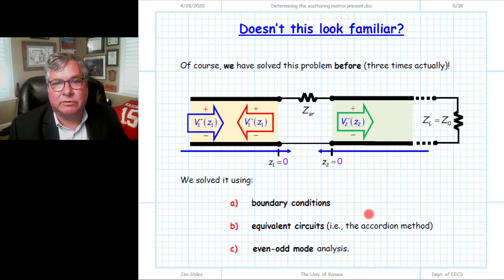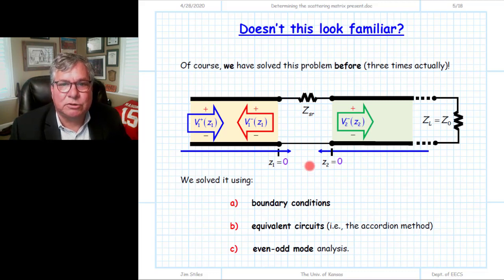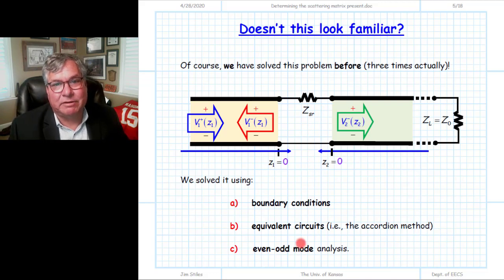We also went through and used odd-even mode analysis to analyze this circuit. It has a plane of bilateral symmetry here, and we showed that we could use a virtual short and a virtual open to analyze the structure. And of course, for all three of these methods, we got the same exact answer. Every valid method is valid. And so we can take those results now and go through and determine the scattering parameters of this device.